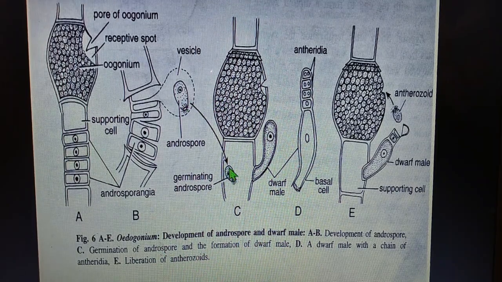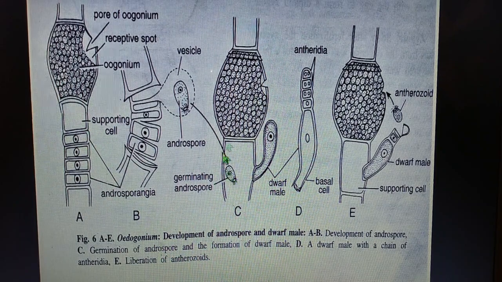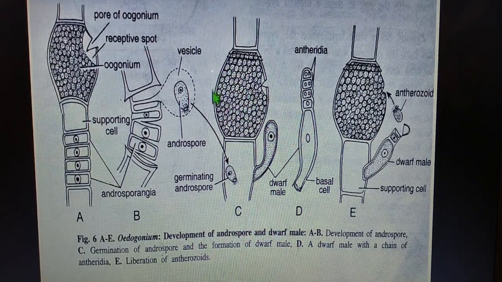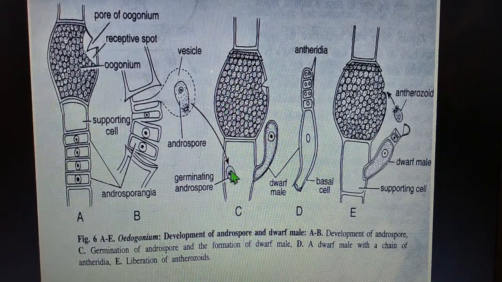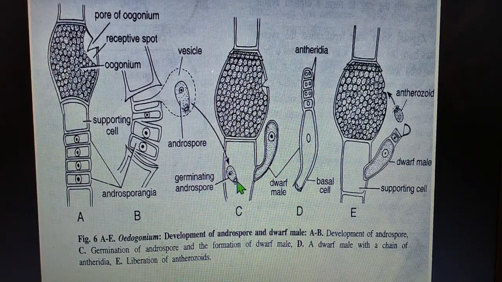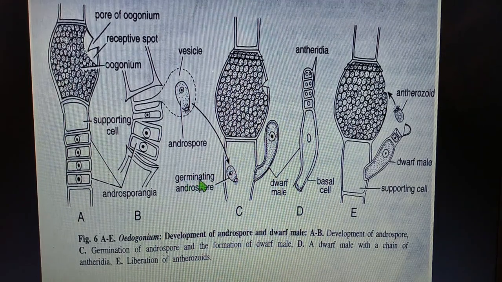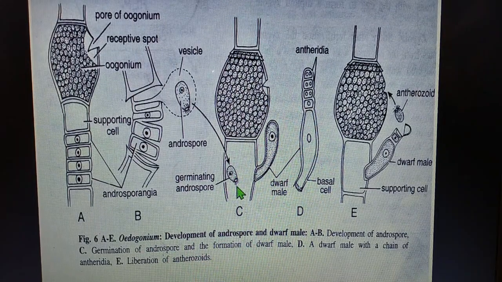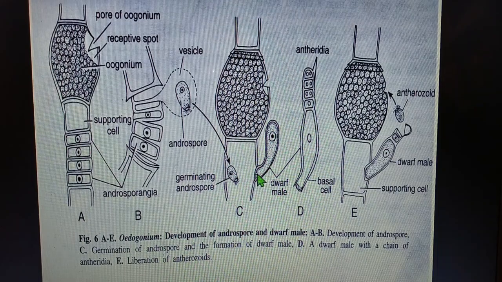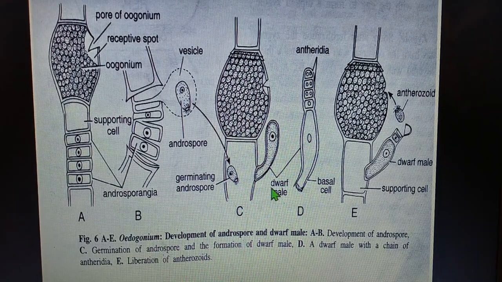And it gets attached to it. You can see here, it can either get attached to the oogonial mother cell, or to an adjacent cell, by its anterior end. Then here it will start to germinate. So this is the germinating androspore. When it germinates, it will give rise to a dwarf male. This is the dwarf male which developed from the androspore.